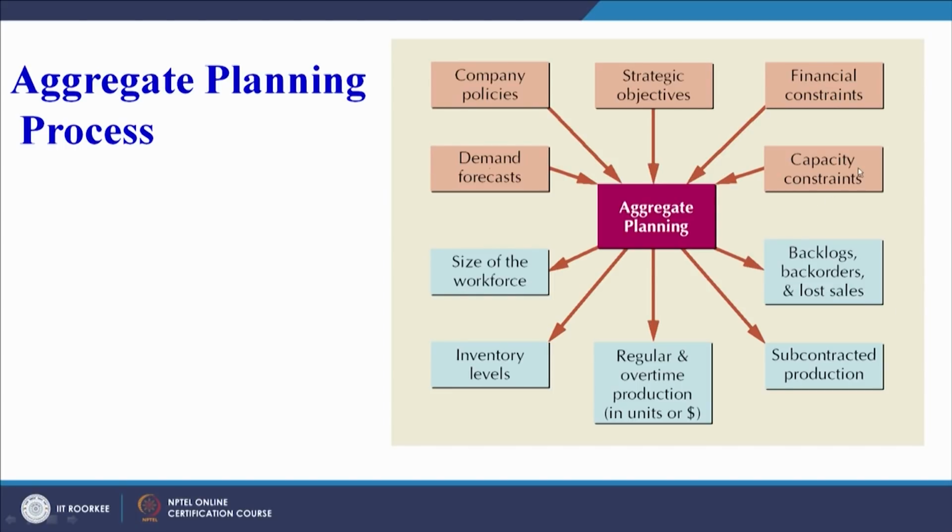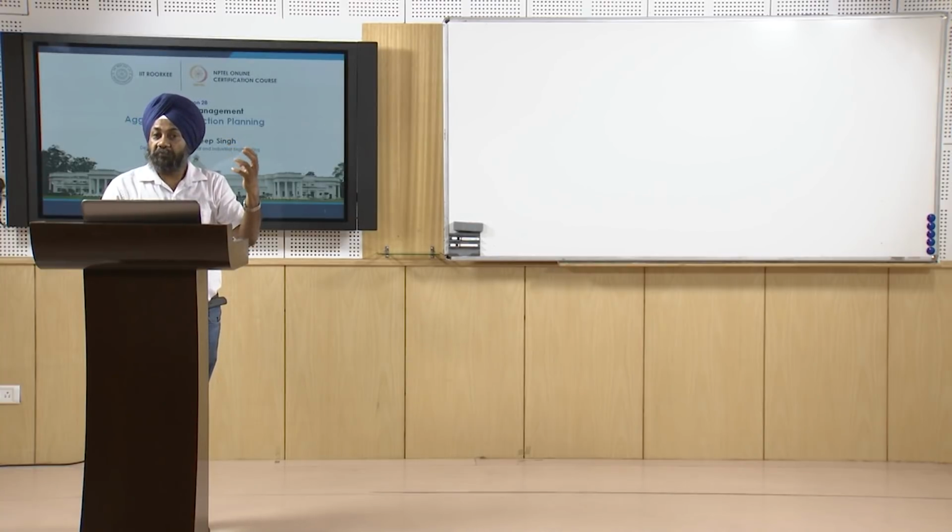Then the capacity constraints is also very important. We must know what is the regular time production that we can do. We have maybe 100 machines, each machine has a capability of making 100 parts, so that will define our capability to do the normal time production. We can use it for overtime production also.